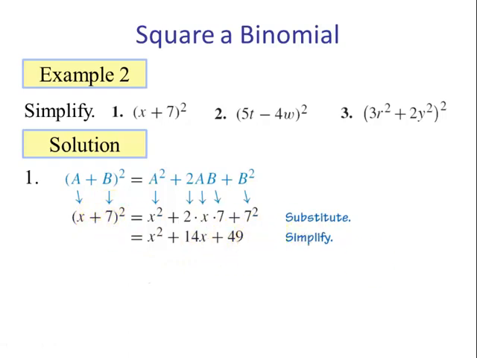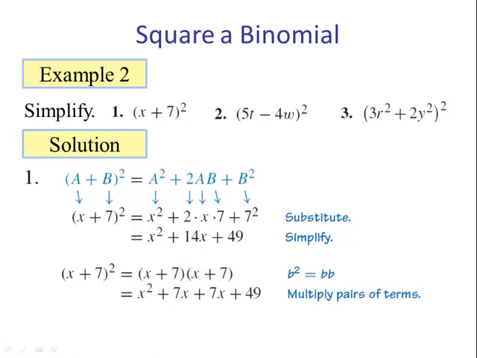Now, of course, if you forget the formula for squaring a binomial, you could always write it out. (x + 7) squared is x plus 7 times x plus 7. Multiplying it out, you'll get x squared plus 7x plus 7x plus 49, which simplifies to the same answer using the formula.